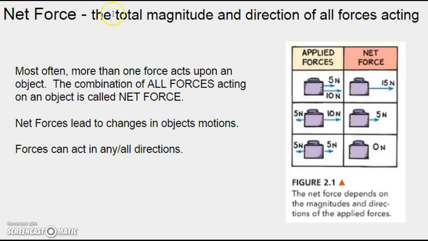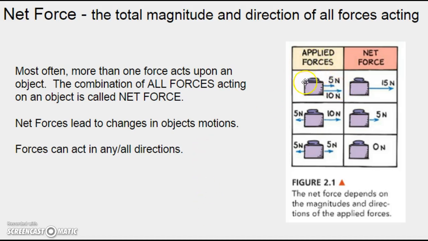Net forces involve the total magnitude, the amount and the direction, of all the forces acting. Most often, more than one force acts upon an object. The combination of all forces acting on an object is called net force. Net forces lead to changes in an object's motion. Forces can act in any and all directions, and in class we looked at forces acting in the x direction, which is horizontal, and forces acting in the y direction, which is vertical.